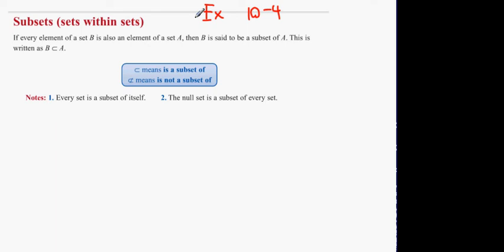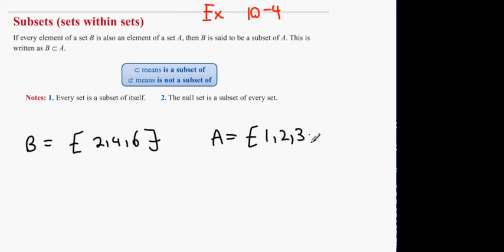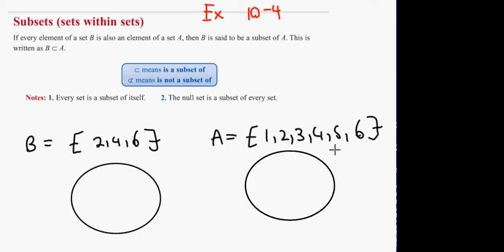So, an example, okay? B is the following numbers: 2, 4, and 6. A is 1, 2, 3, 4, 5, and 6. B is a set of even numbers between 1 and 6. A is a set of all numbers between 1 and 6. Now, upon completion of this, what you can look at is a list of A and a list of B.